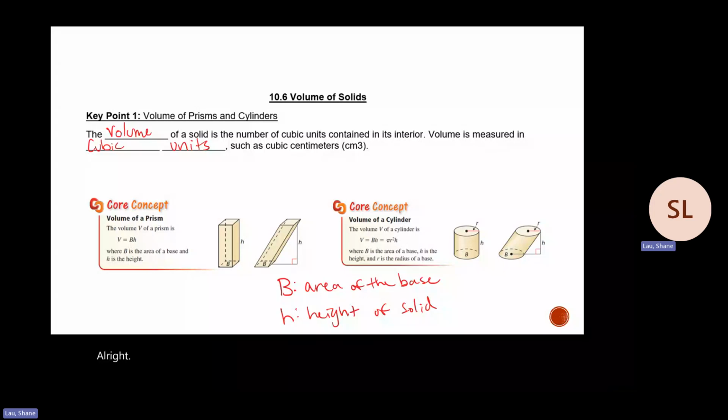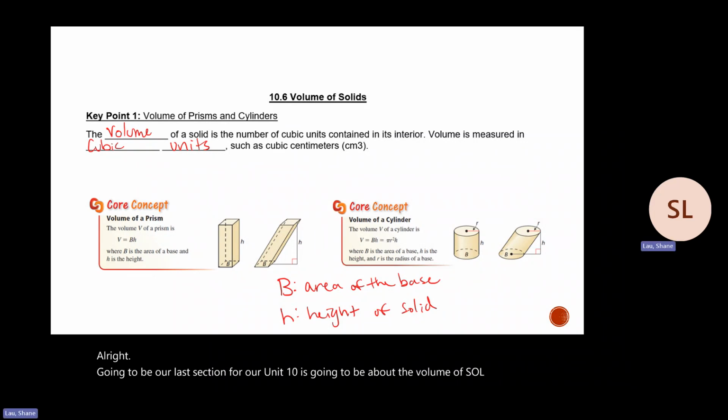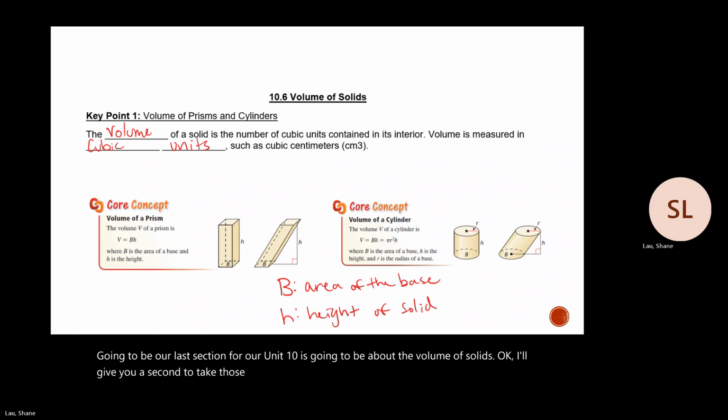All right, class. So this is going to be our last section for our unit 10. This is going to be about the volume of solids. And I'll give you a second to take those notes down.